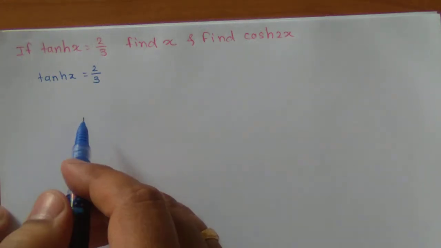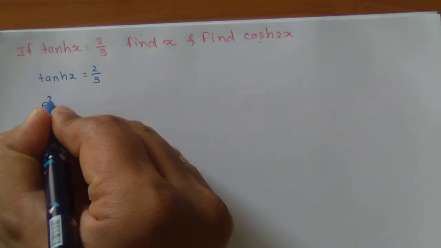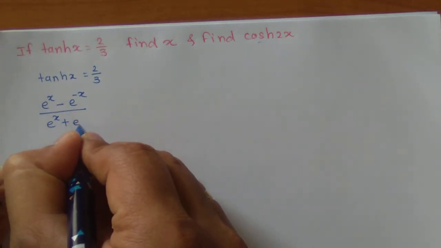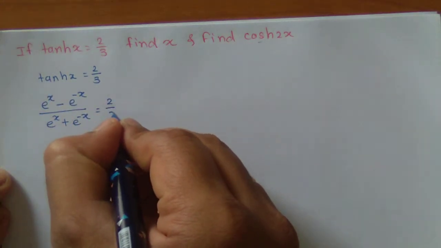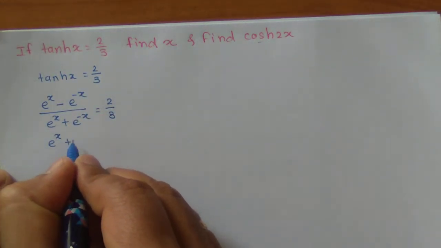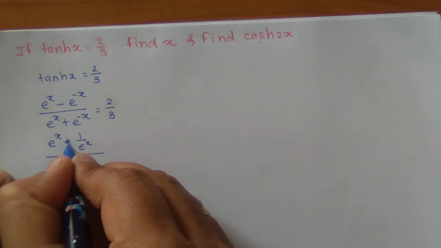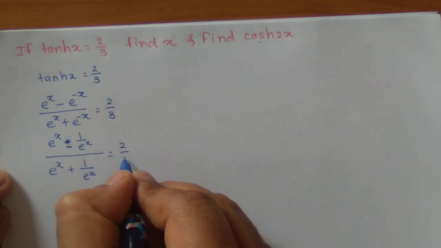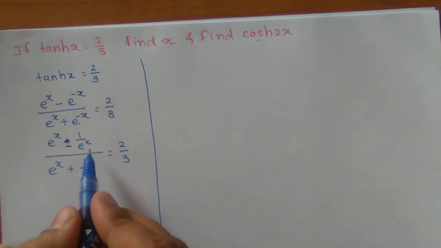If we can, then easily we get the value of hyperbolic cos 2x. How to get it? It's very simple. (e raised to x minus e raised to minus x) upon (e raised to x plus e raised to minus x) is the value of hyperbolic tan x, which is equal to 2 by 3. Now e raised to minus x can be written as 1 upon e raised to x. So we get (e raised to x minus 1 upon e raised to x) upon (e raised to x plus 1 upon e raised to x) is equal to 2 by 3. Is it correct?